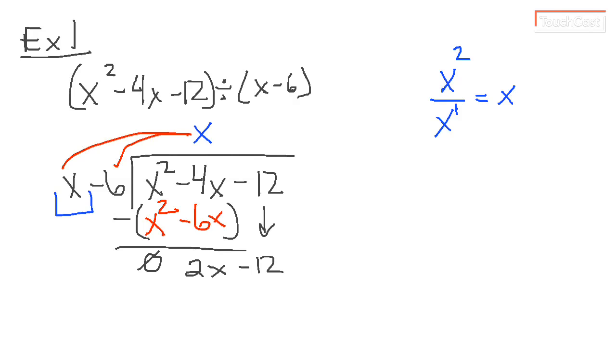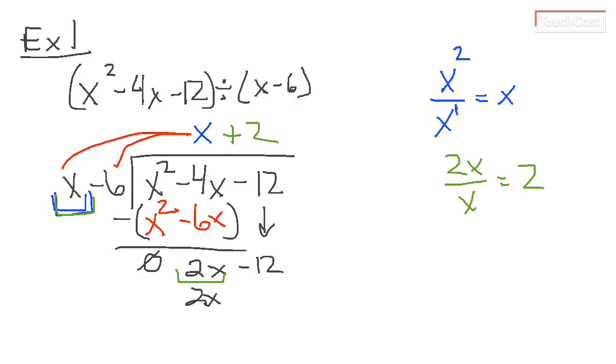So now, again, we are going to ask ourselves, how many times does this x from the x minus 6 go into 2x? So if we take 2x and put that over x, we're going to be left with just a 2. So we put a plus 2 as our quotient. Now we go, the plus 2 times x gives us a 2x.